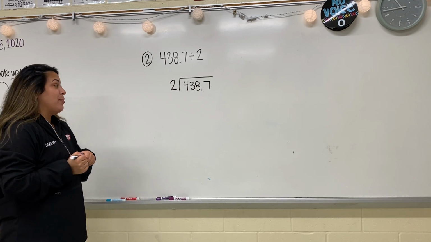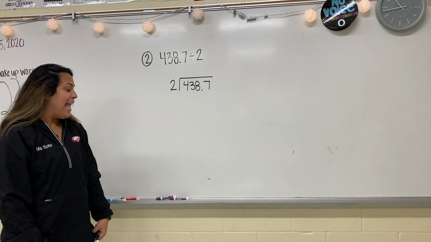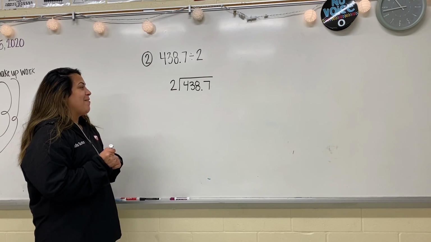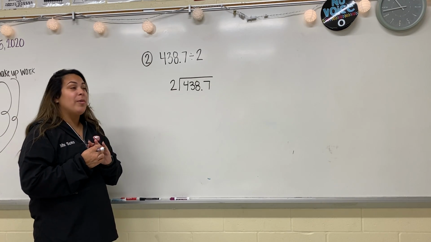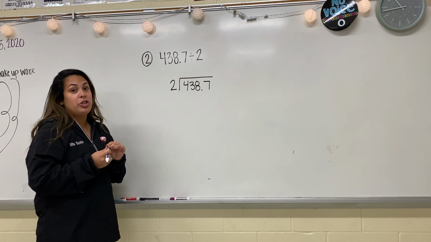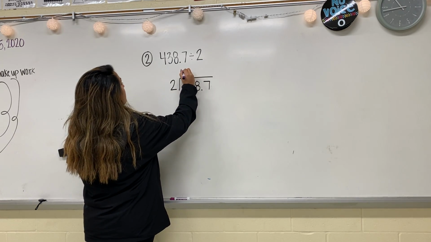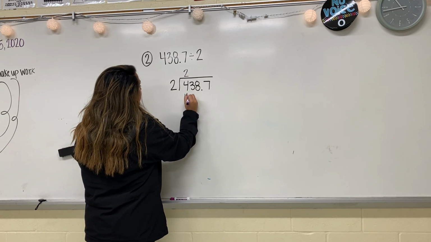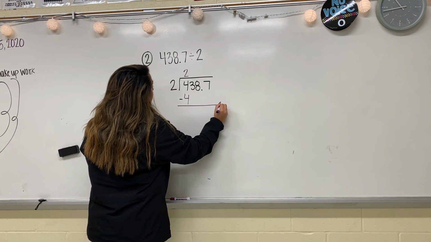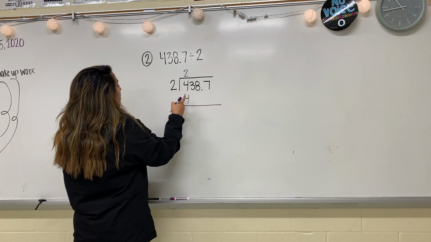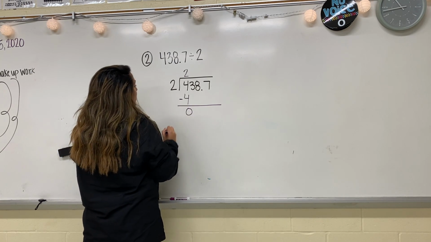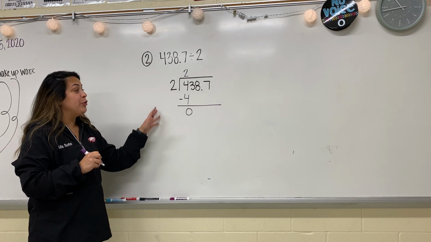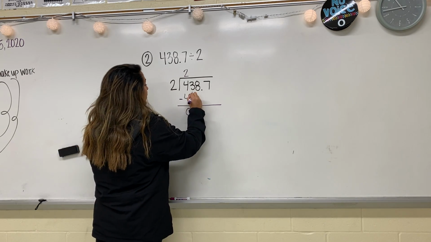Now I can divide. All right, 2 can go into 4, this was easy, 2 times. 2 times 2 is 4. 4 minus 4 is 0. Now, I need to bring down the next number that's over.